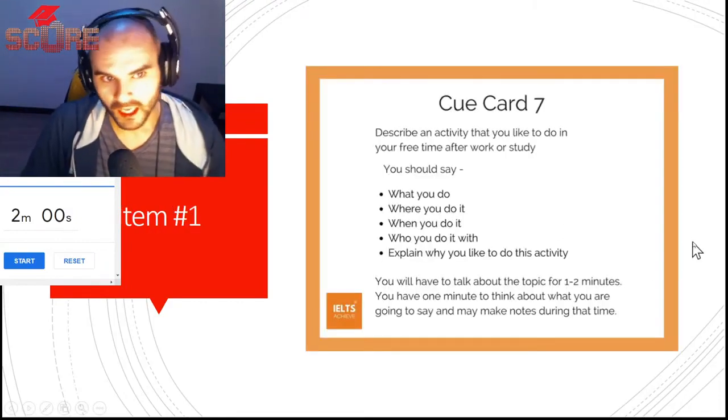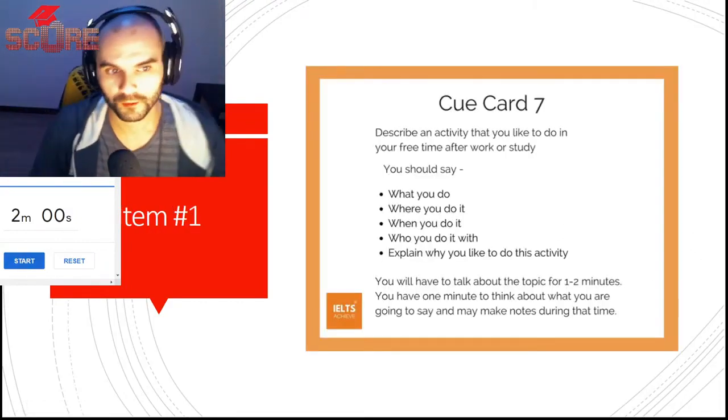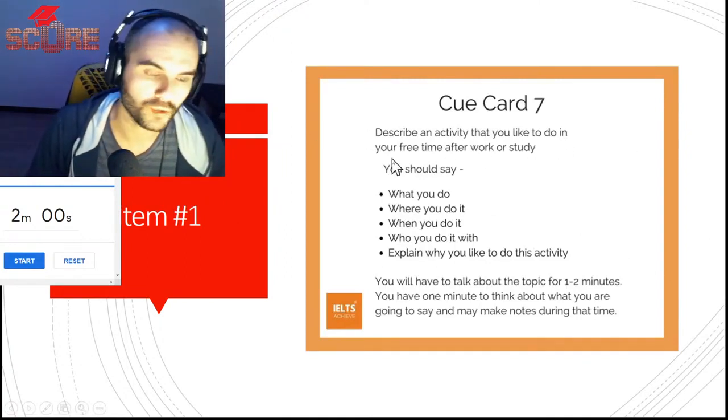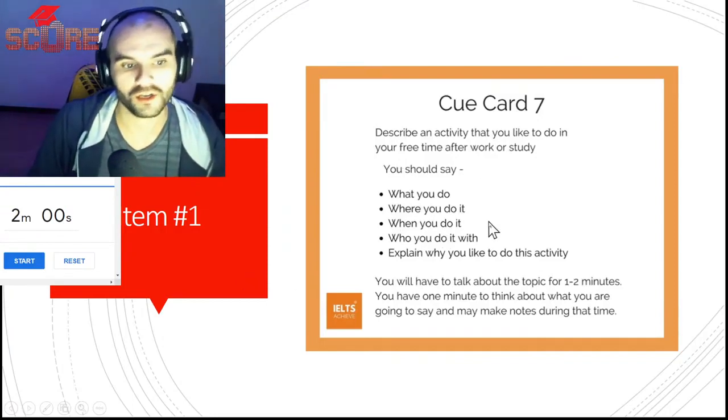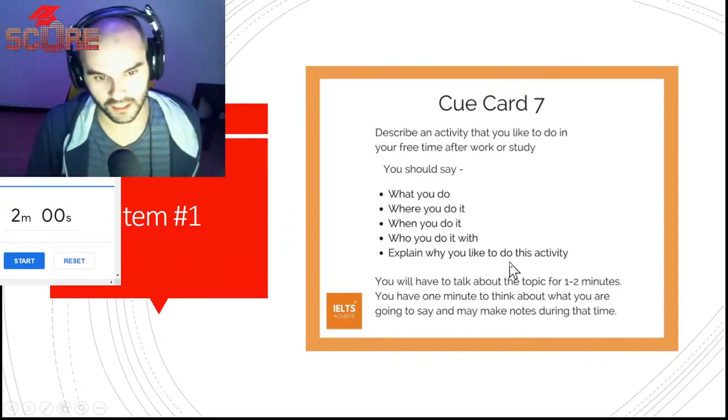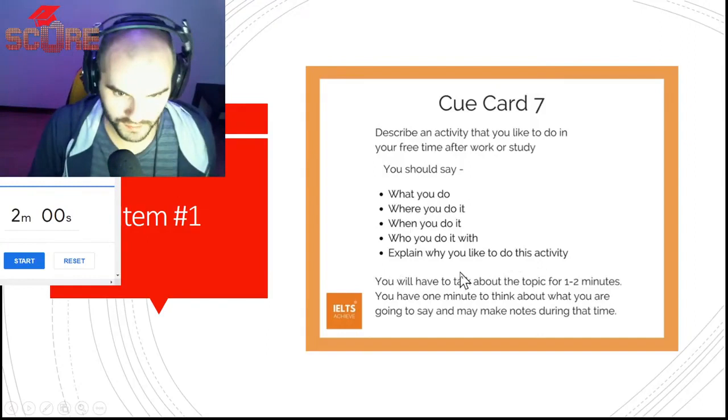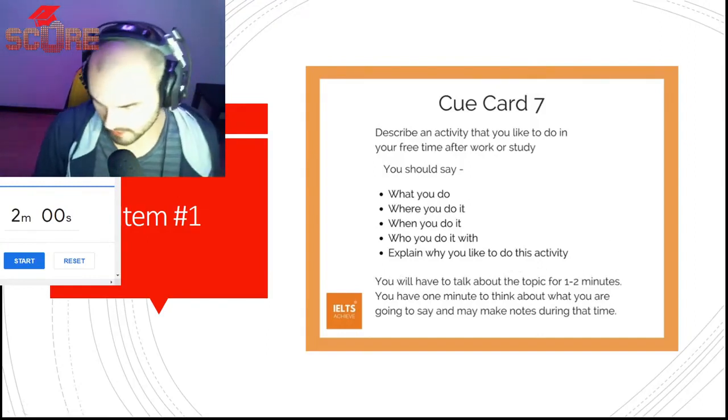Let's do this. Okay, so I'm gonna read this real quick. Describe an activity that you like to do in your free time, after work or study, and you should say what you do, where you do it, when you do it, who you do it with. Explain why you like to do this activity. So I'm just gonna go through these points and I'm gonna tell a story at the end, okay?